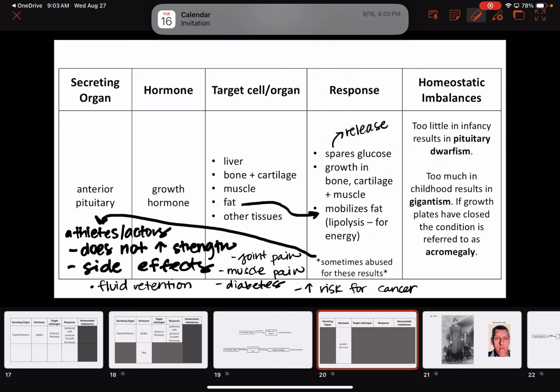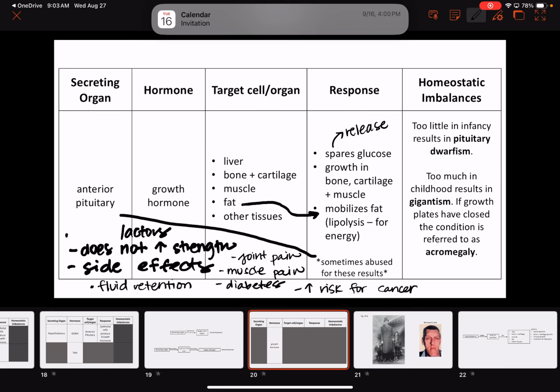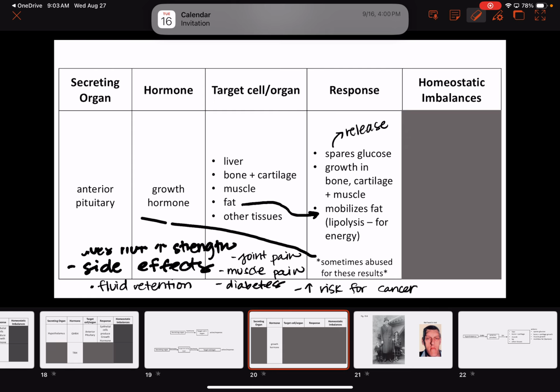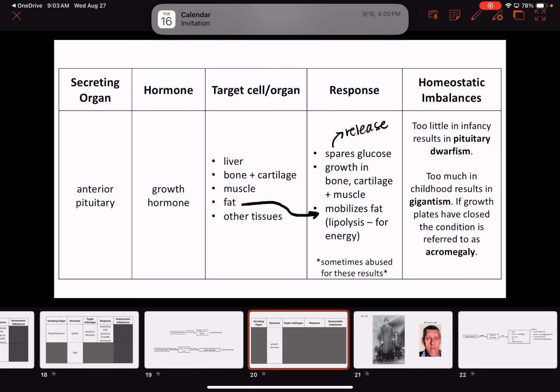So with pituitary dwarfism, and for testing purposes, you want to call it pituitary dwarfism. There are like 20 or more different types of dwarfism, so you want to be specific to pituitary dwarfism. But with pituitary dwarfism, these patients only grow to about 4 feet tall without intervention.